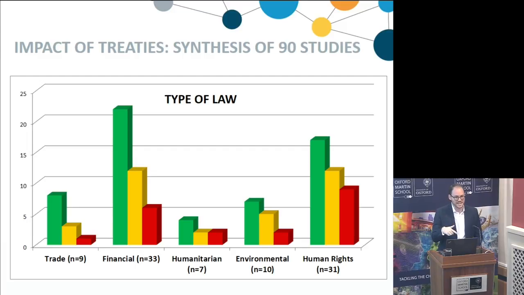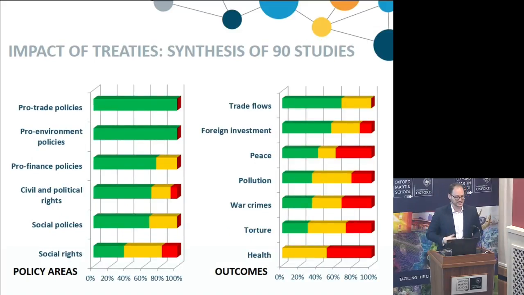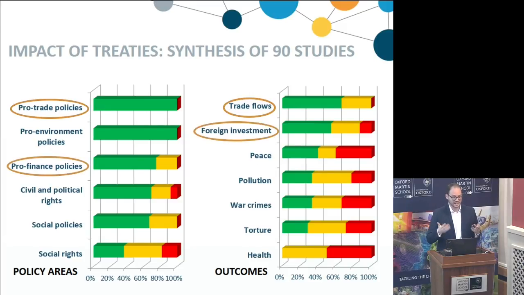Now this figure is showing results by type of international law. What if instead we look at it by type of outcome? Maybe there are some kinds of outcomes that treaties seem able to produce and other kinds of outcomes that they don't seem able to produce. When we divided up those 90 studies by different kinds of outcomes, what we consistently found was that treaties were able to increase trade, increase foreign investment, and promote pro-finance policies. What treaties were less successful at, or at least what we saw less of in these quantitative impact evaluations, was affecting social policies, social rights, and health.